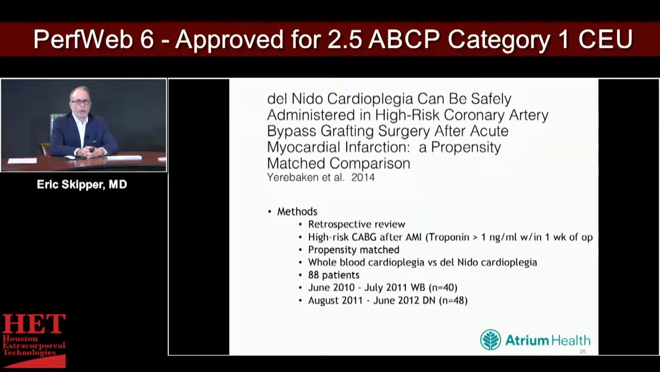Question of Del Nido in a high-risk coronary bypass grafting population. This was defined as patients with a troponin over 1 nanograms per milliliter within 1 week of MI. A high-risk population, retrospectively reviewed, propensity matched, 88 patients. Whole blood cardioplegia versus Del Nido cardioplegia. The whole blood was an earlier cohort than the Del Nido group.